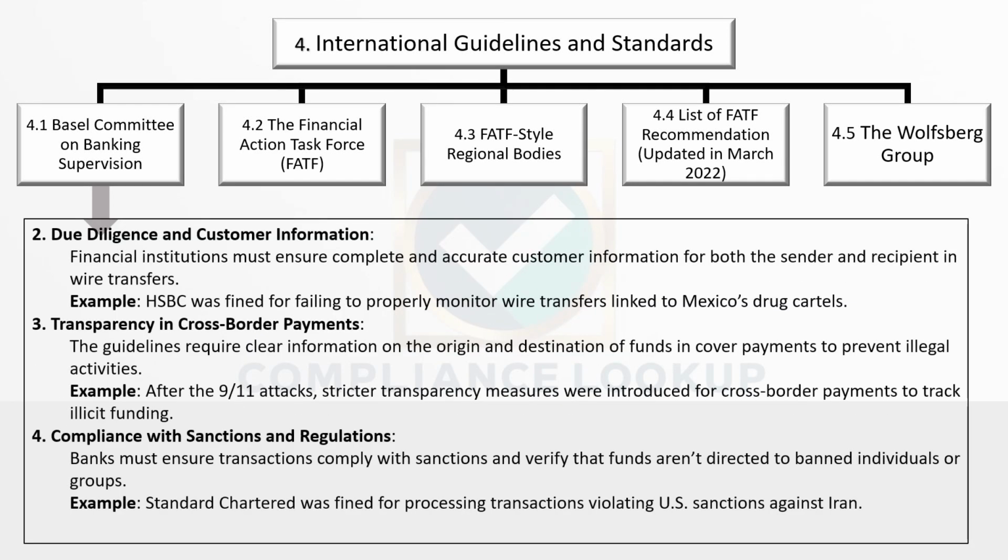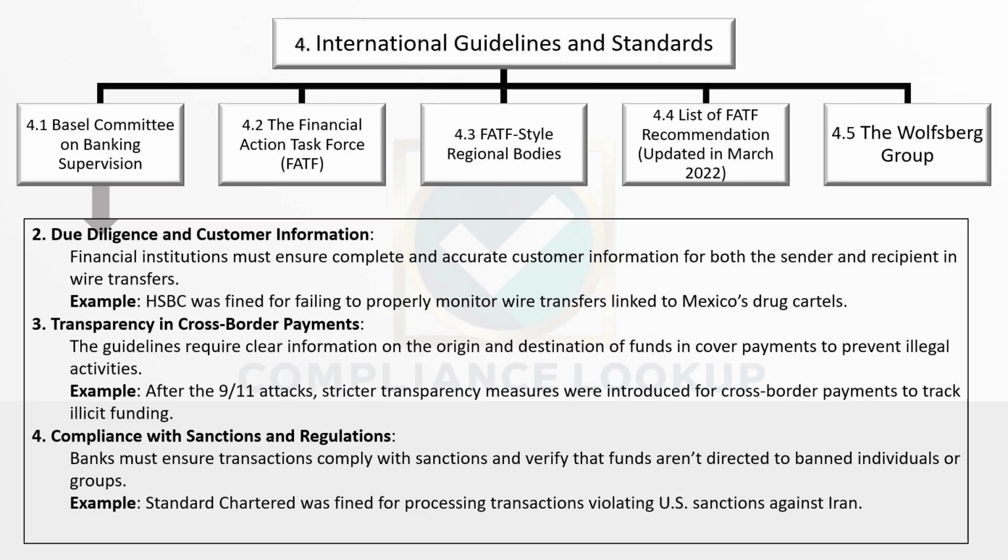2. Due diligence and customer information. Principle: financial institutions involved in cross-border payments must perform due diligence to ensure they have accurate and complete customer information for both the sender and recipient of the transfer, including the details of the payment. Details: the guidelines require banks to ensure that full customer details, name, account number, address, and other identifying information, are included in the payment message for both the originator and the recipient. Intermediary banks should also transmit this information in a clear and transparent manner to ensure that all parties in the transaction have access to the same data.